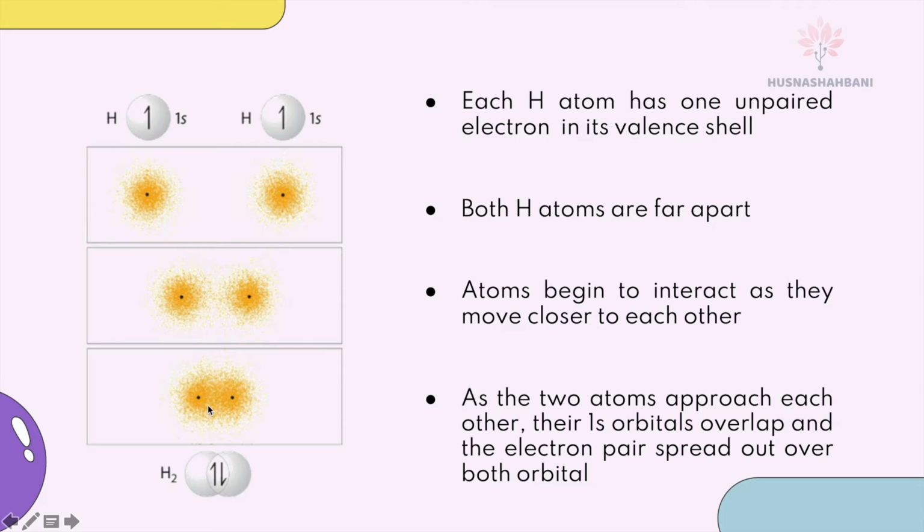These are the electron from H on the left and the electron from H on the right, and the electron pair spreads out over both orbitals as the two atoms approach each other. So this is the region of the orbital overlap.